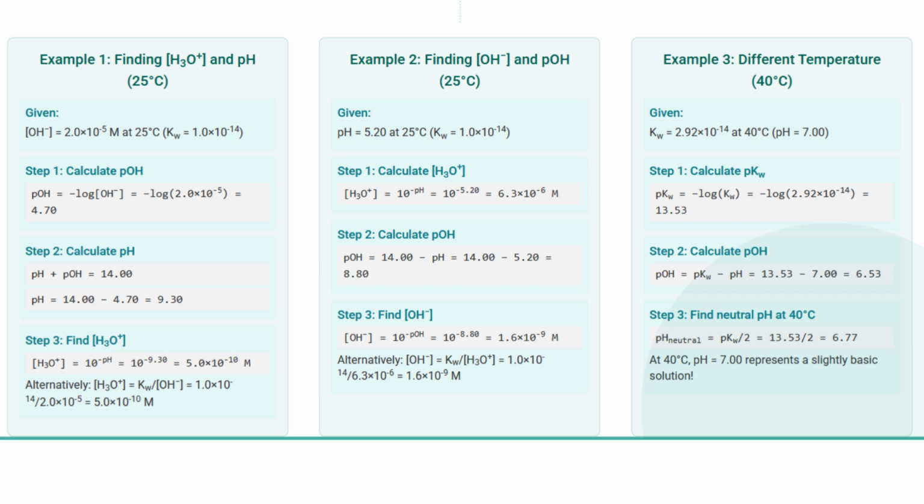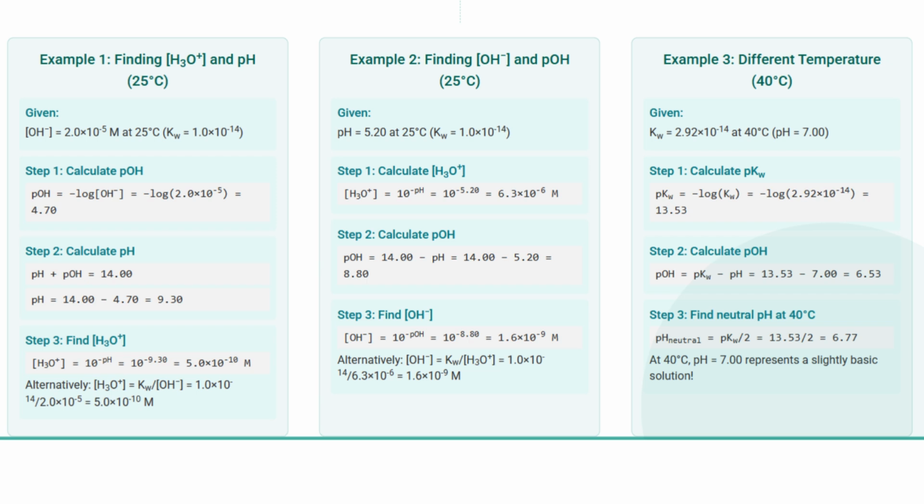Step 2. Calculate the pOH for our solution. pOH equals pKW minus pH, which is 13.53 minus 7.00, giving us 6.53. Step 3. Find the true neutral pH at 40 degrees Celsius. pH neutral equals pKW divided by 2, which is 13.53 divided by 2, equaling 6.77.